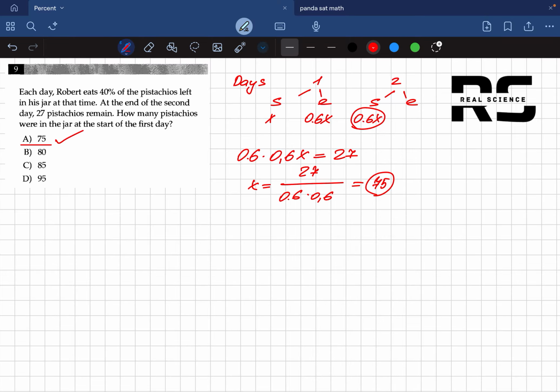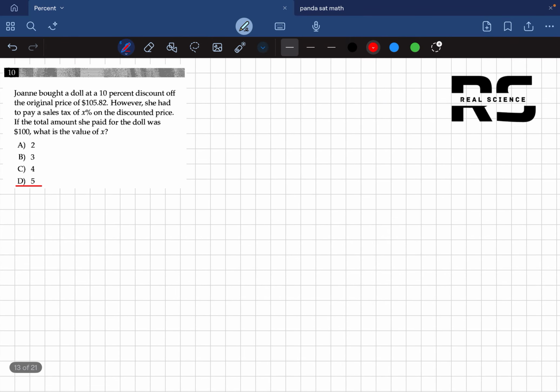Let's look at number 10. It says Joanne bought a doll at a 10% discount of the original price of 105.82. However, she had to pay a sales tax of X% on the discounted price. If the total amount she paid for the doll was $100, what is the value of X? This is an interesting question, okay?